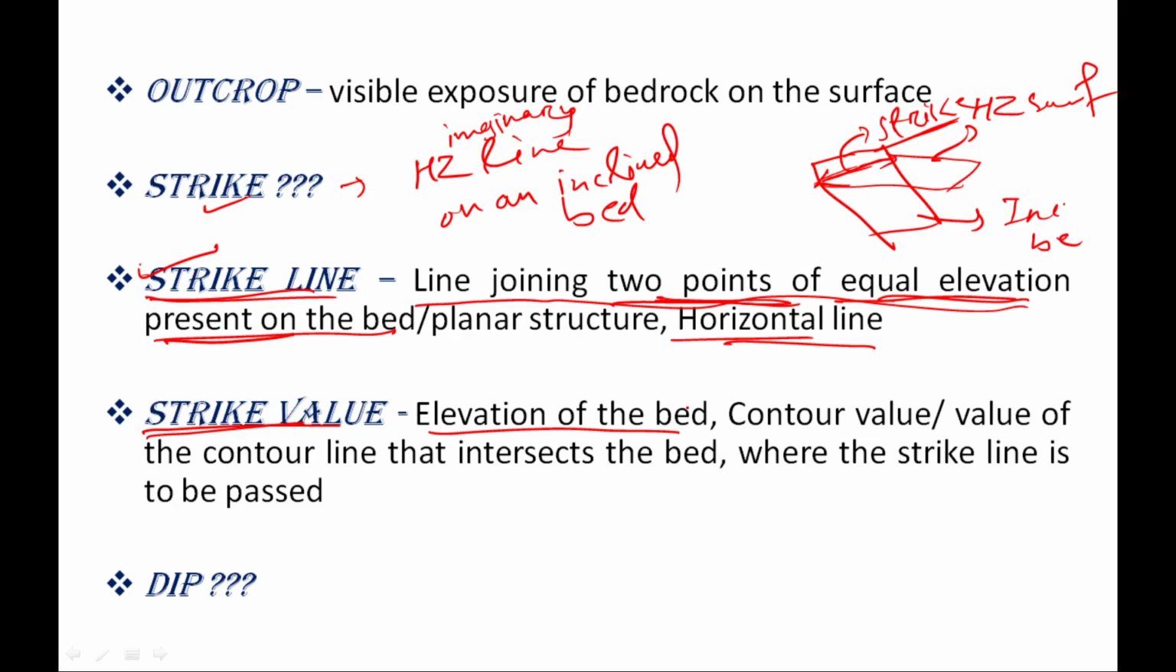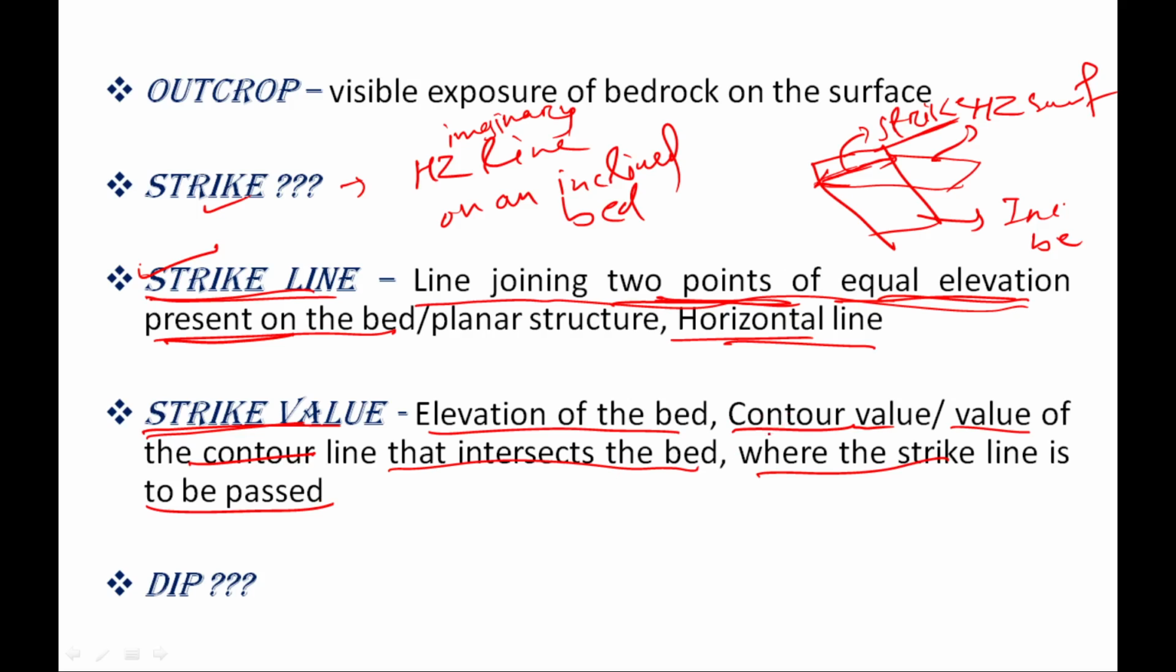But when you are going to know the height of a bed, you are going to find out the strike value, and the strike value is nothing but the contour value for which the contour is passing through the points. Here what I have written is the contour value or the value of contour that intersects the bed where the strike line is to pass, right?